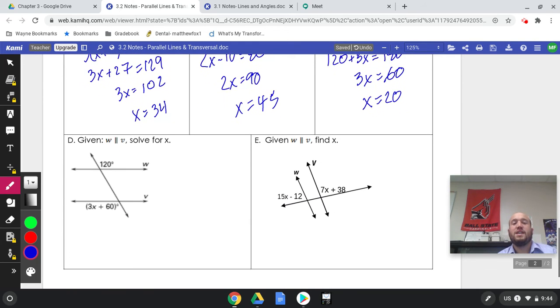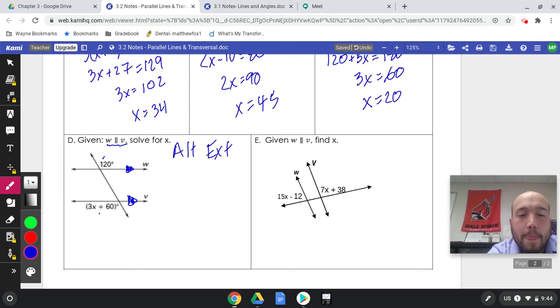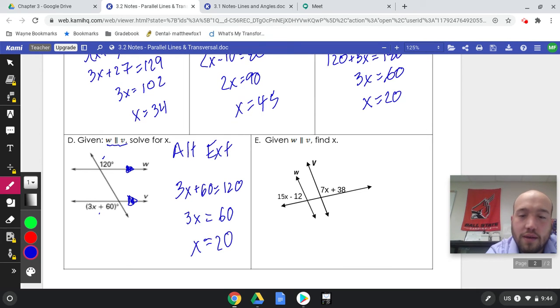Now, a second way. Sometimes instead of putting those arrows on there, they're going to put this symbol. W is parallel to V. So that tells us that this line is parallel to that line. So these two angles, this time it is alternate exterior, which once again means they are going to be equal. So 3x plus 60 equals 120, equal or congruent. Subtract that 60 over, we get 3x equals 60, and x once again equals 20.